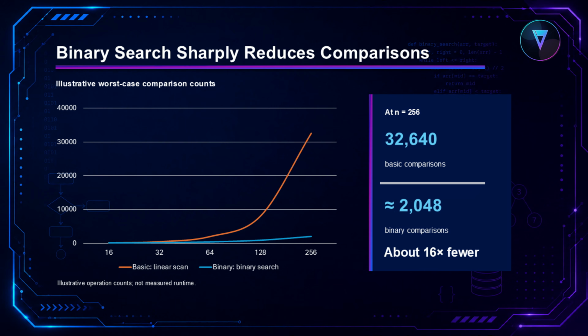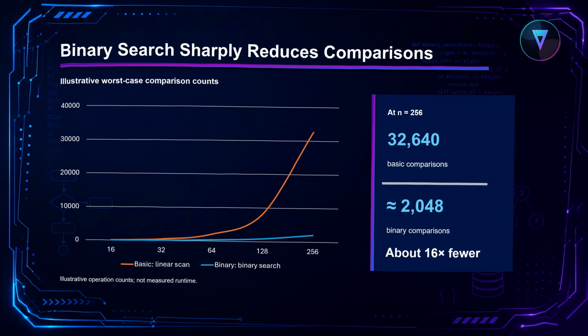How large is the comparison advantage? When n equals 256, basic insertion sort can make 32,640 comparisons in the worst case. Binary insertion sort needs approximately 2,048 search comparisons. That is about 16 times fewer. So binary search creates a major comparison advantage as n grows.